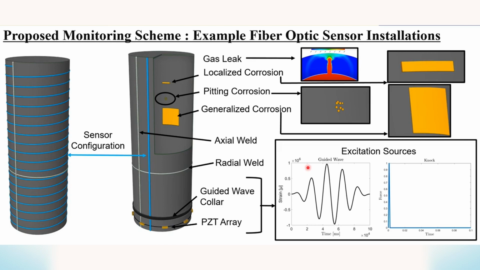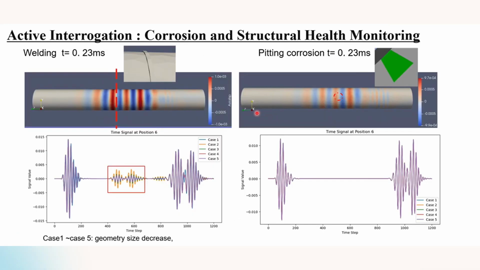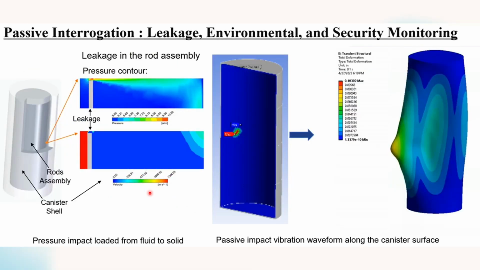Example, fiber optical sensor installation. We have a sensor configuration that is wrapped along the pipe, and that can detect the gas leak and localization of where it might have happened, and also generalized correction of where it might happen. And also we have active interrogation. For example, if there is some problem in the pipe, we can easily identify the problem through the proposed model. And we have passive interrogation, leak, environmental and security monitoring.